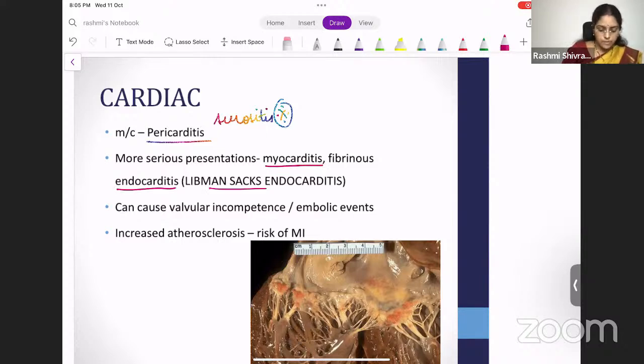You have something called Libman-Sacks endocarditis. These are sterile vegetations on the undersurface of the valves. The valve is like this. Then you have on the undersurface, you have Libman-Sacks endocarditis.